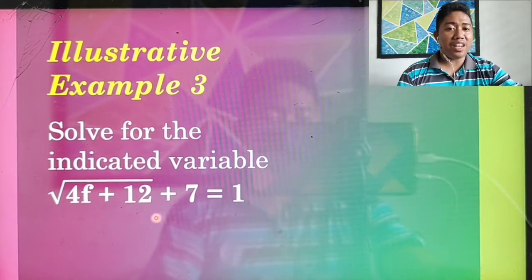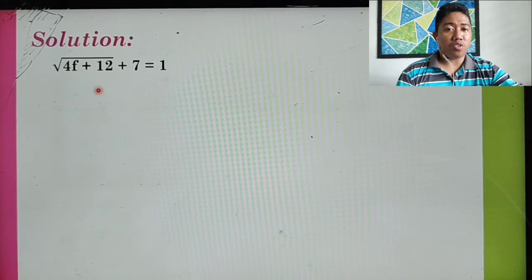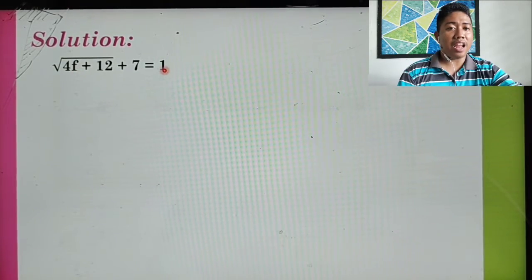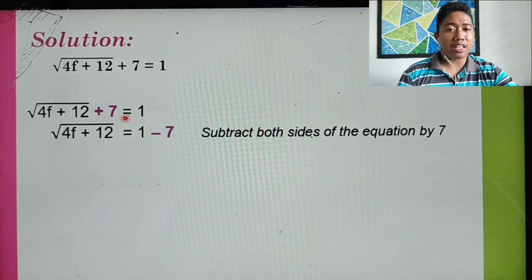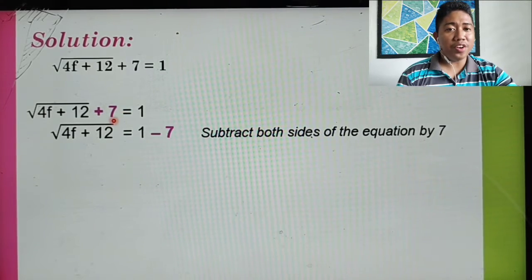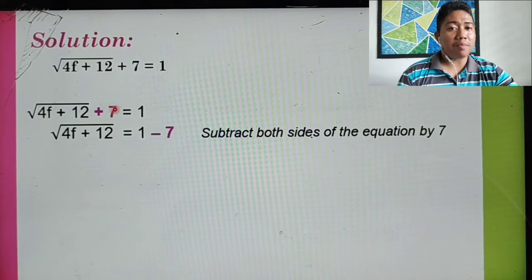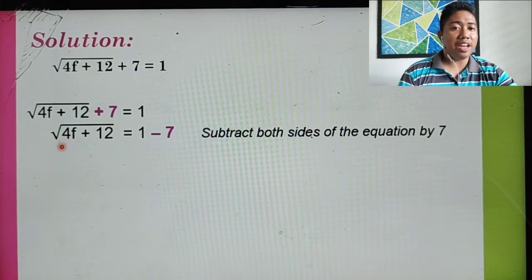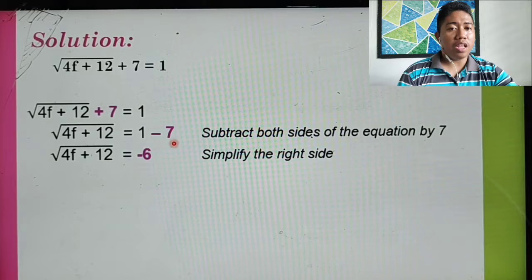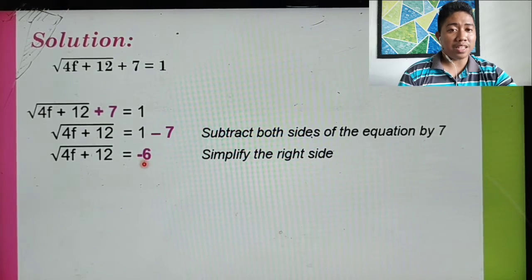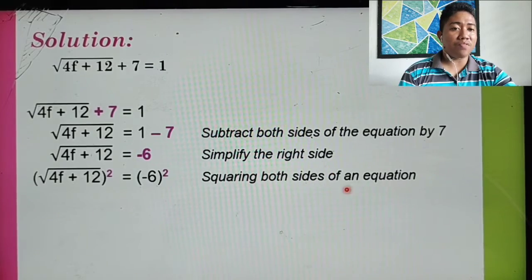So to solve this kind of radical expression, here is the solution to the given expression. Okay, so given the radical expression or equation, you mark it in color red, which means you have to transfer this constant term to the other side of the equation. So positive 7 becomes negative 7. And then 1 minus 7 becomes negative 6, since the larger number is the negative value. So it becomes negative 6. Simplify the right side, and then you'll be able to square both sides of the equation.